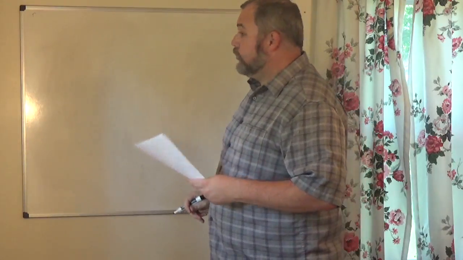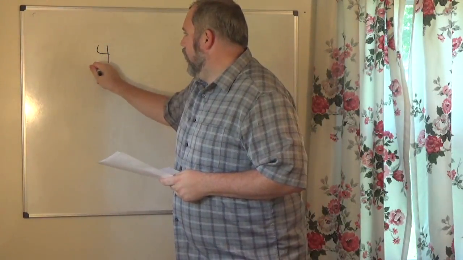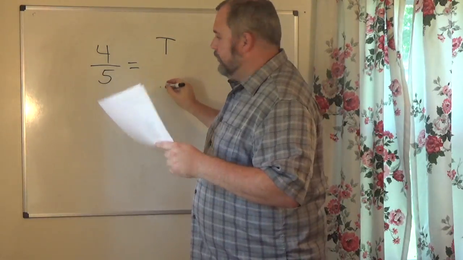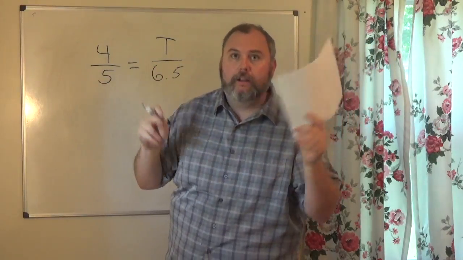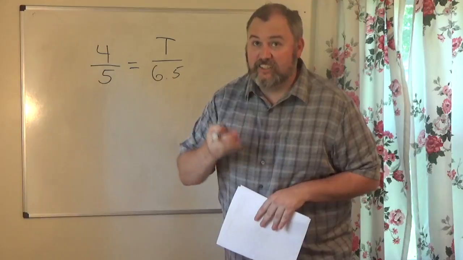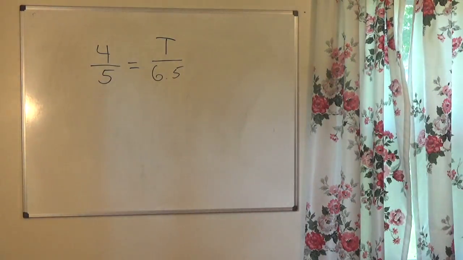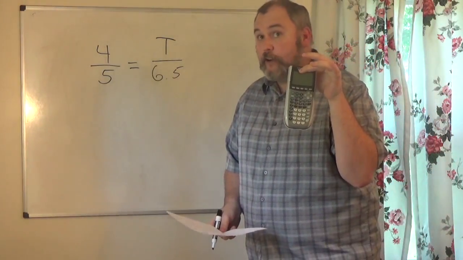All right, let's go ahead and do number 3 together. We have 4 over 5 is equal to t over 6.5. Oh my Lord, there's a decimal. Look, just because there's a decimal does not mean the procedure changes. I am going to cross multiply and divide, and in order to do that, we do have handy dandy calculators.